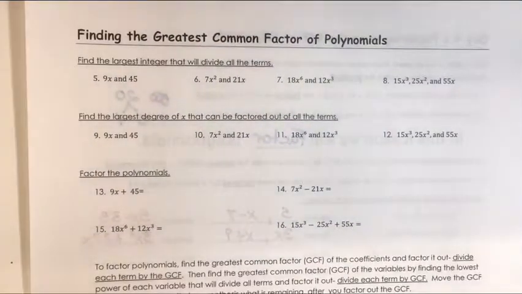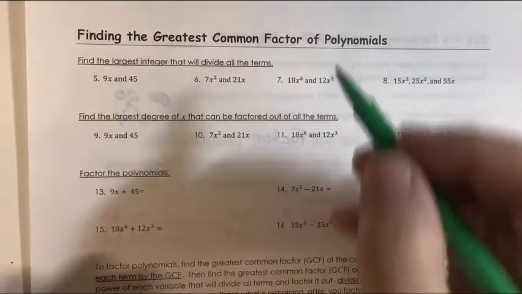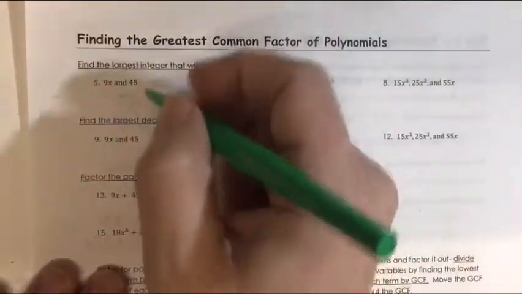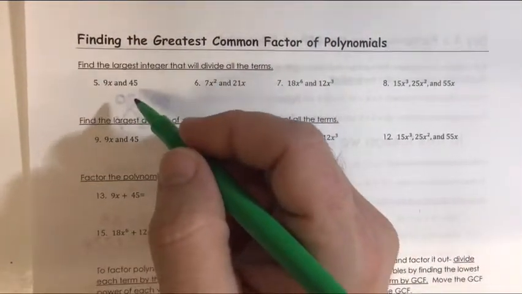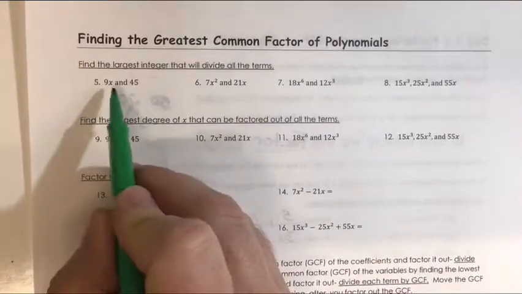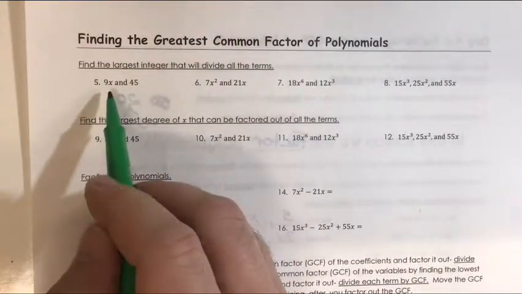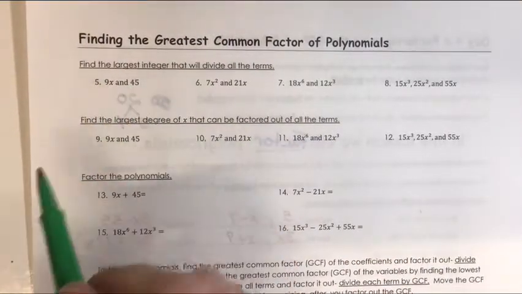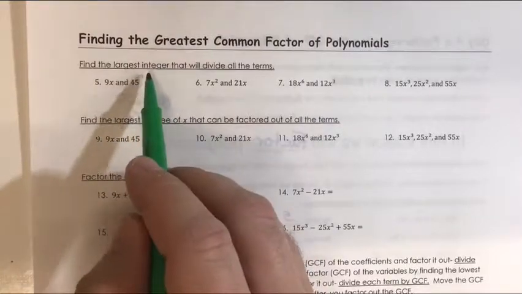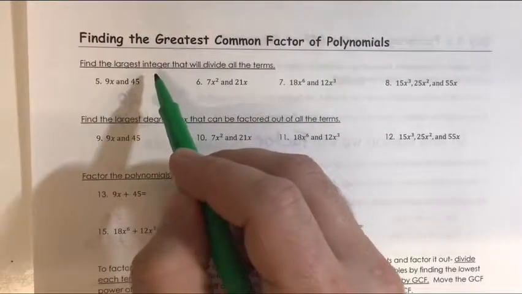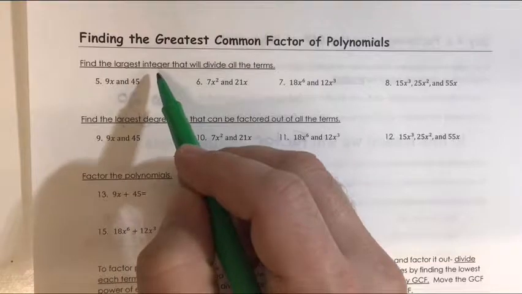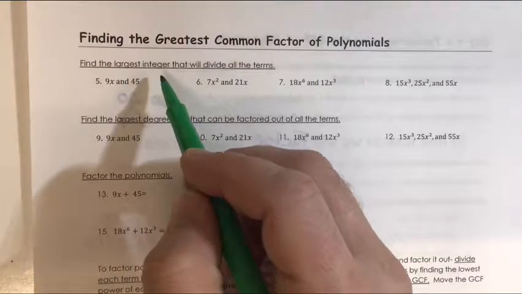Okay, so we're going to practice finding the greatest common factor of polynomials. First we're just going to practice calculating what the greatest common factor is. In this first example, number 5, we were given two terms, 9x and 45, and we want to find the largest integer. Remember, integers are non-decimal numbers.